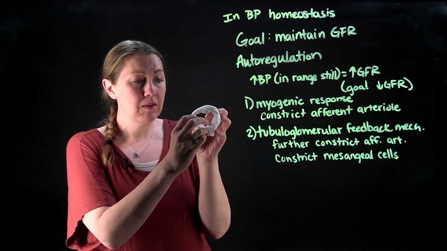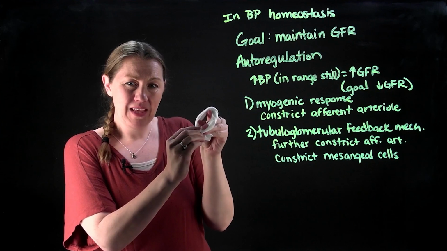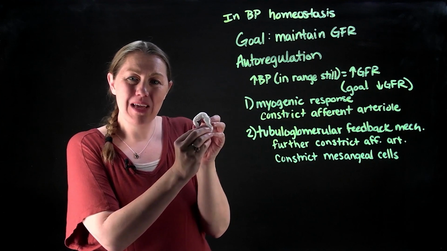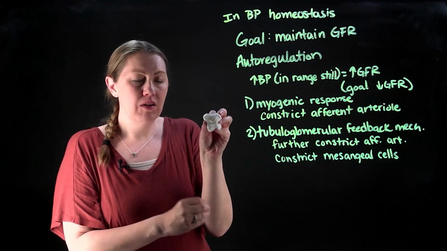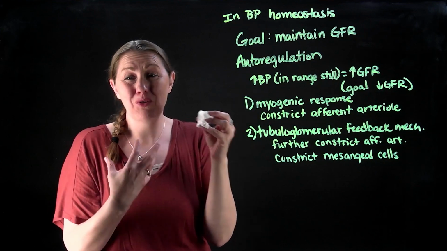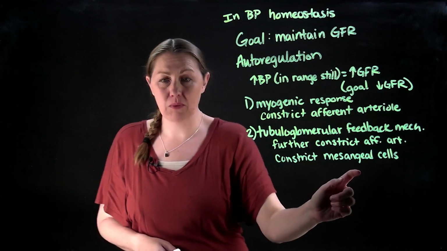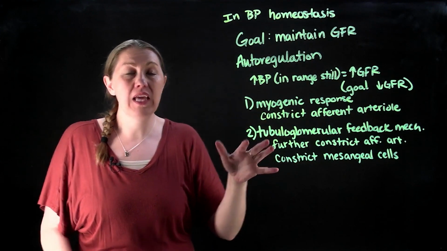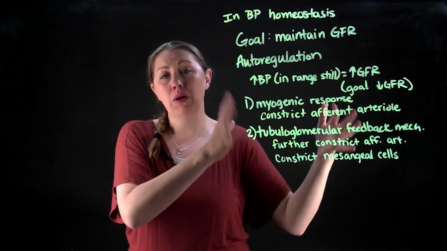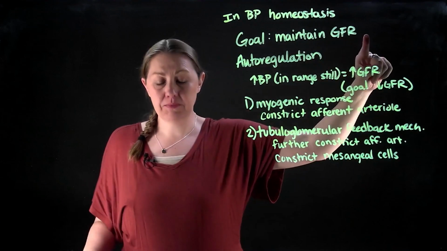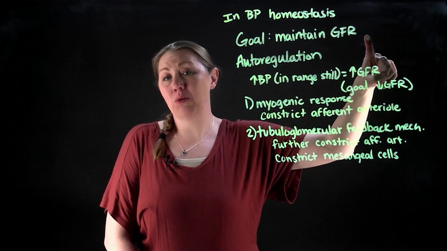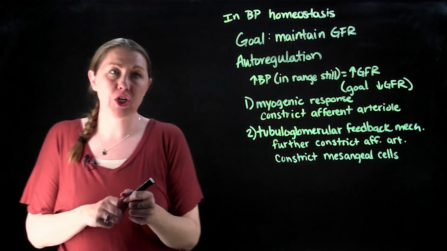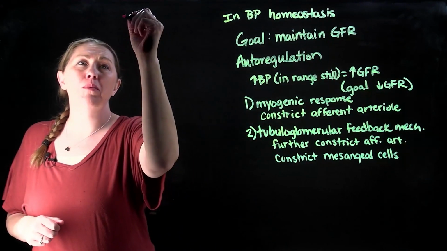But when we constrict the mesangial cells that are built in here, it tightens up the loop and it makes the space for things to flow through smaller, so you filter less. So that's what's happening with this one. So those are options if you are within normal blood pressure range. Kidney cares about this. But what if you're outside of normal? What if your blood pressure is out of homeostatic range?